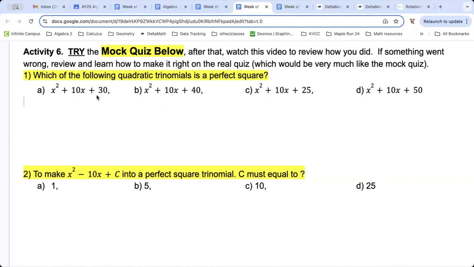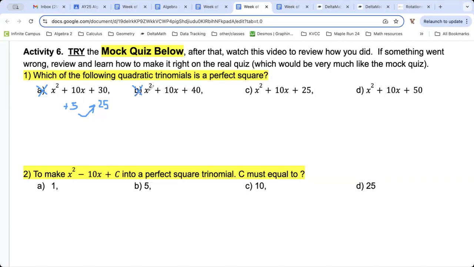And the last constant has to be half of the middle coefficient. In this case it will be 5. Half of that number has to be a 5. That's a positive 10, so half of that is positive 5. When you square it, if that number is 25, then this quadratic trinomial will be a perfect square quadratic trinomial. Okay, so this is not it, because that's 30, that's 40.